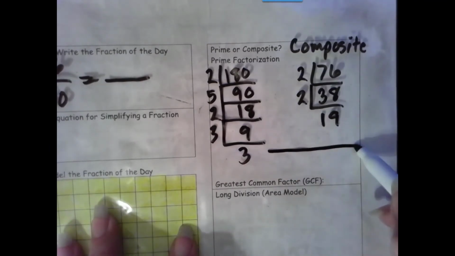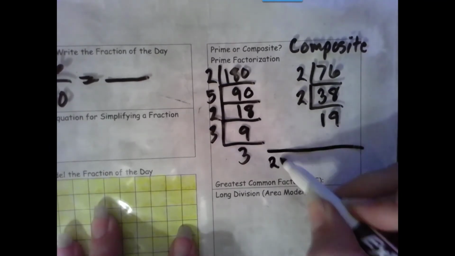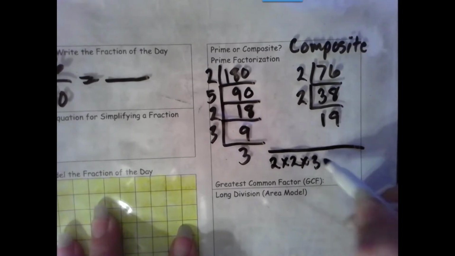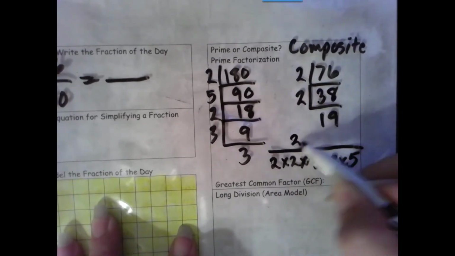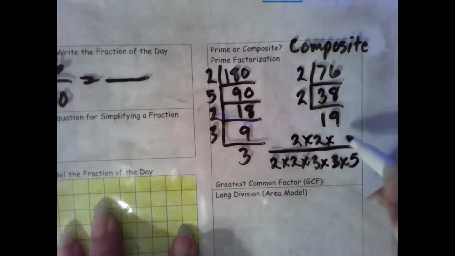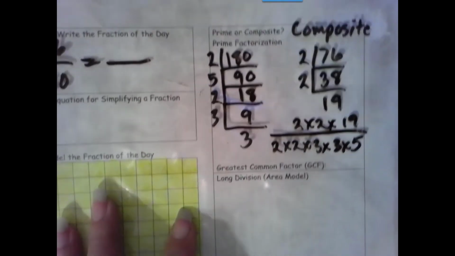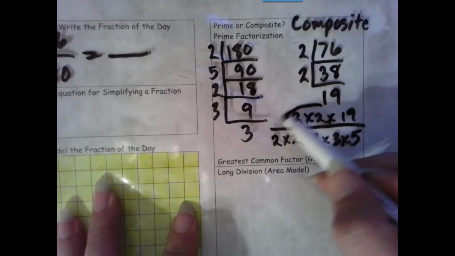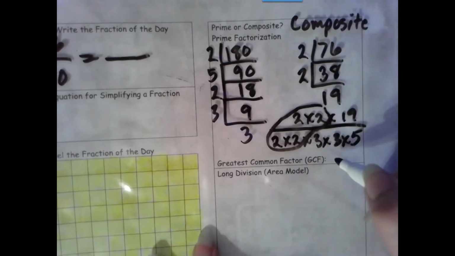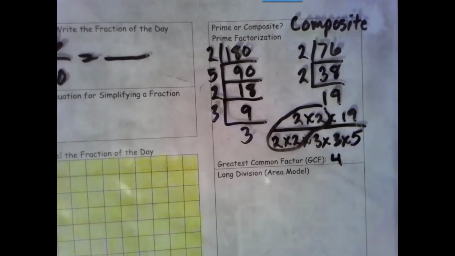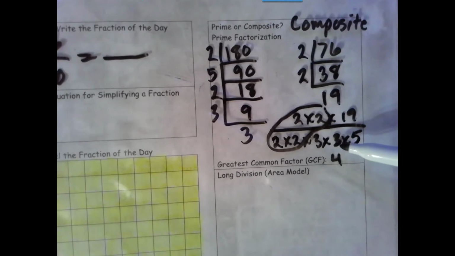Let's go ahead and list our prime factorization. 2 times 2 times 3 times 3 times 5. And here, 2 times 2 times 19. So let's see what factors we have in common. We have 2 times 2. 2 times 2 is 4, so 4 is our greatest common factor. That leaves 19 in the numerator. 3 times 3 is 9, times 5 is 45 in the denominator.